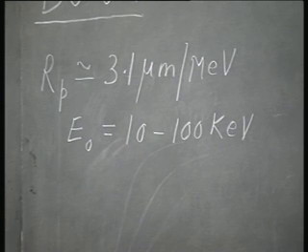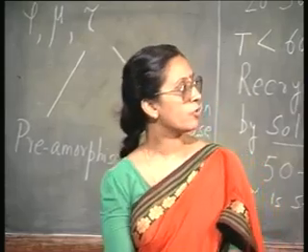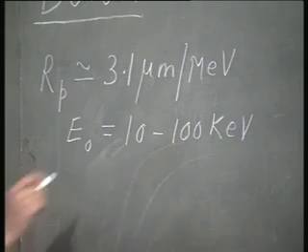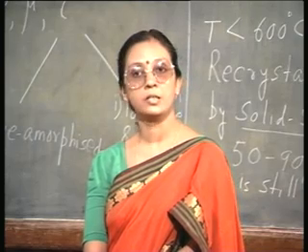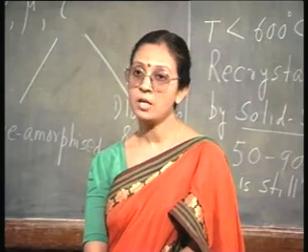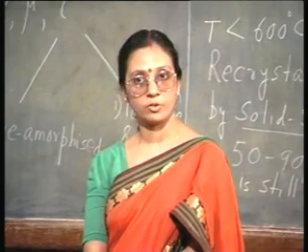Since boron is a much lighter ion, usually the implantation energy is much smaller. So, for boron, for the incident energy range in 10 to 100 kilo electron volt, the projected range is given as 3.1 micrometer per mega electron volt. So, imagine it is 3 times that of phosphorus.